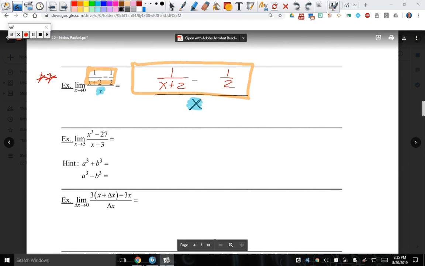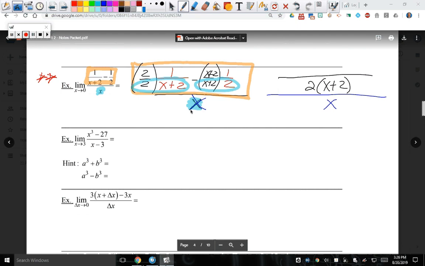Now, what could I multiply this by, and what could I multiply this by, so that I have common denominators up top? 2 over 2, and x plus 2 over x plus 2. Because now our common denominator is that. Are we good? Alright. I told you never distribute denominators. So we're going to write that right here. And remember, it's all over x. This one right here.